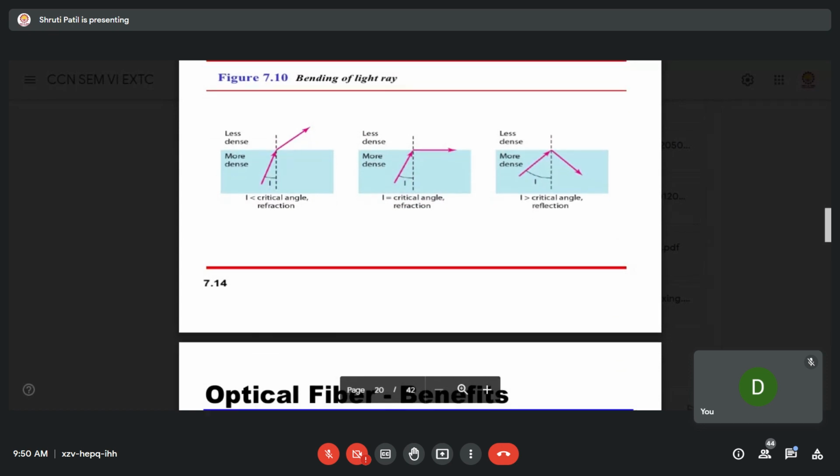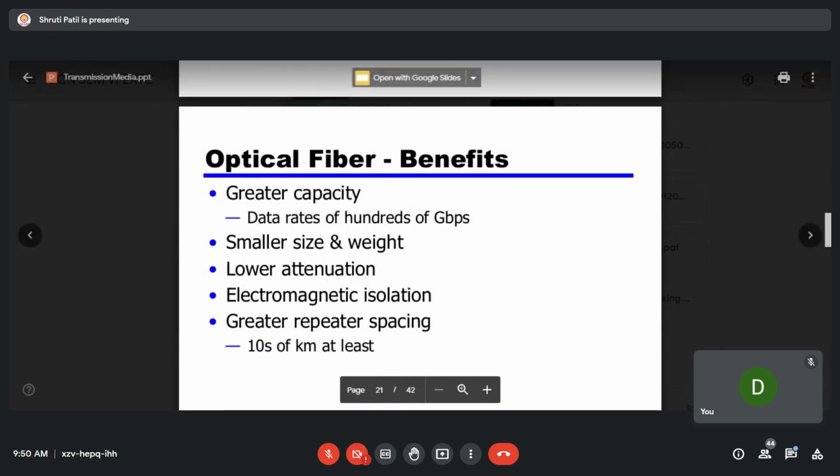Okay, so this is how it works. Optical fiber benefits: it has greater capacity. If you compare it with coaxial cable or twisted pair, the first thing is there is no electrical signal traveling, so there is no electromagnetic interference. All the problems of electromagnetic interference and crosstalk are avoided.